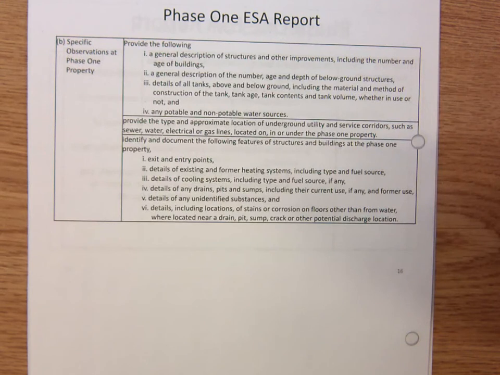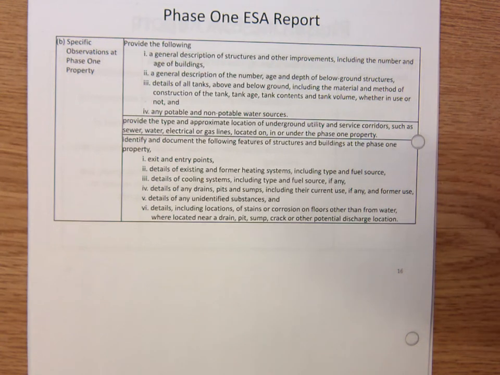You also identify and document the following features of the structure and buildings at the phase 1 property. This is very important. Exit and entry points, details of existing and former heating systems, including type and fuel source, because the fuel source could also be the source for the contamination. Details of cooling systems. Cooling systems, most of them might use different types of fuel. They could also be the source of contamination. Details of any drains, pits, and sumps, including their current use, if any, and former use. That's also important, because with the drains, sometimes the pollution could actually go to the drains, and you want to find out if that has been happening.